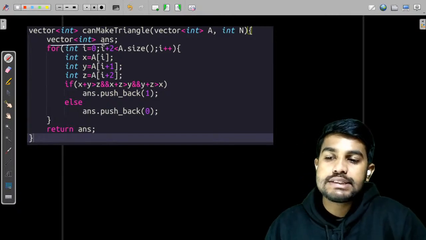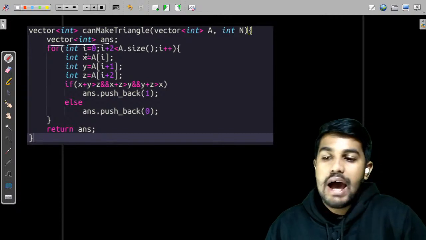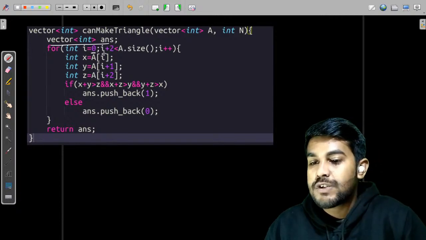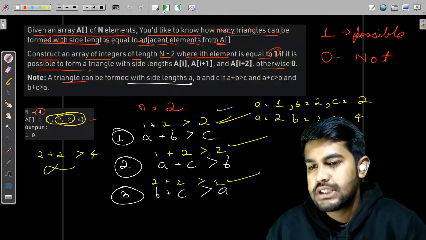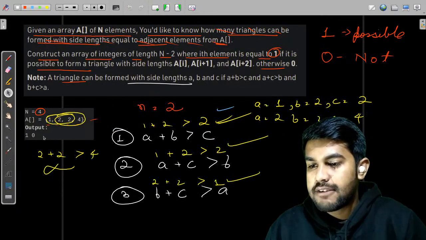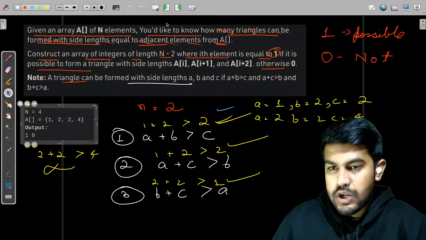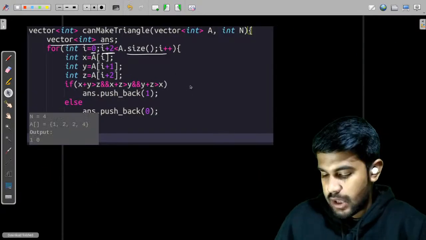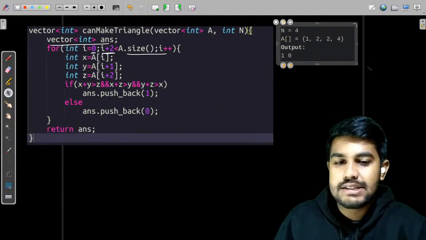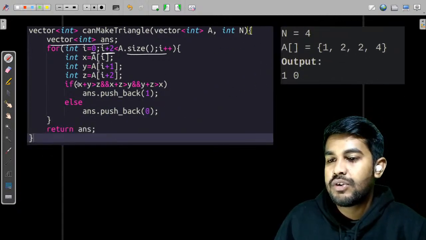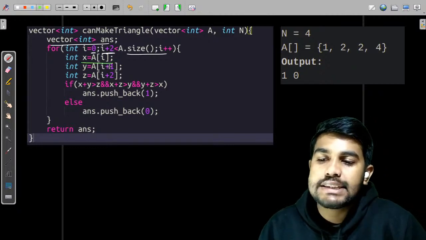The first is that we have a vector of answer, and the next thing is that we have i equals 0 to i plus 2 is less than A of size. Fair enough. Let's just copy the array itself. Then Siddharth Hazra would be able to explain it more properly with a proper dry run. So let me just increase the font. Yes, so we have x is equal to A of i.